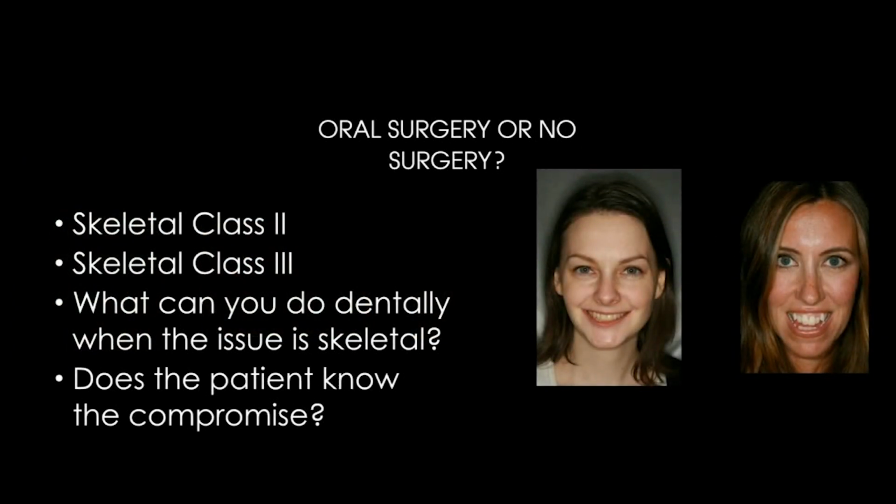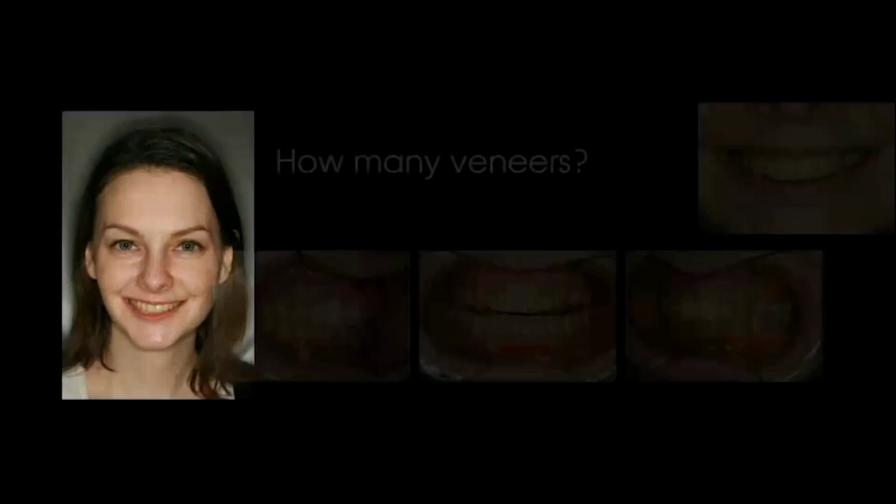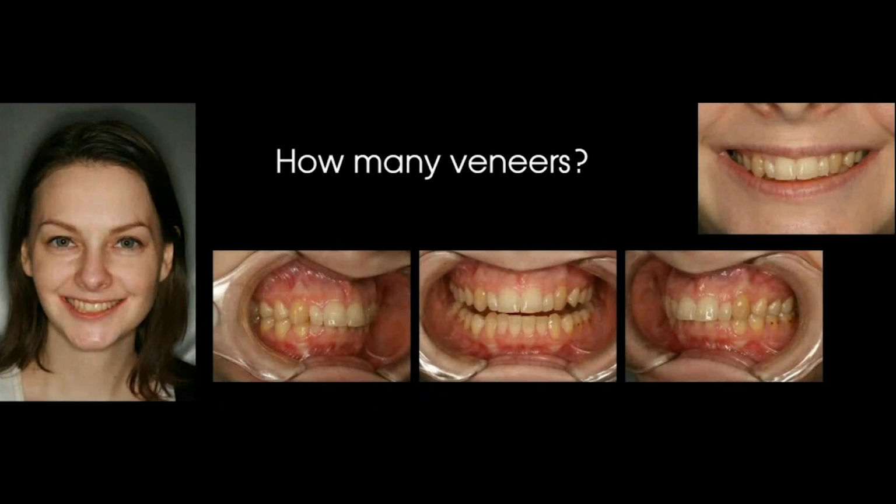Oral surgery or no oral surgery, your class 2 and class 3s. What can you do dentally when the issue is skeletal? Does the patient know the compromise when you make a case like that? How many veneers are we going to do here?